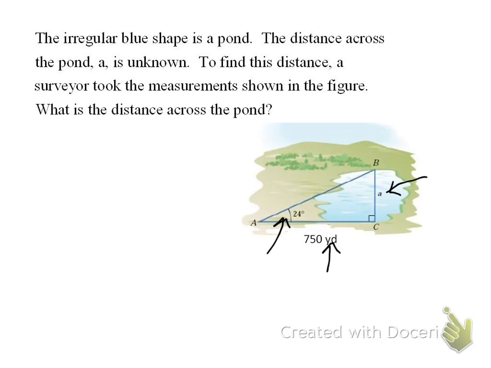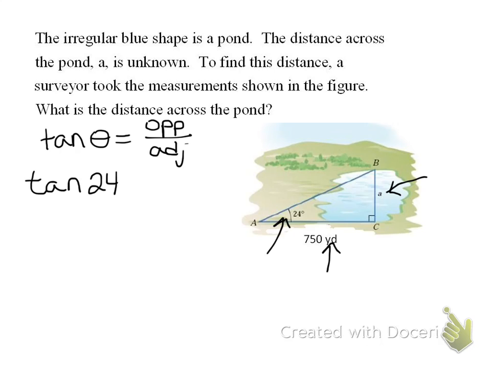Tangent. So we're going to use the relationship that tangent theta equals opposite over adjacent, and we're going to fill in what we know. Well, we know that theta is 24 degrees, so that means everybody needs to have their calculator in degree mode. So the tangent of 24 degrees equals, the opposite of that angle is my variable, and my adjacent value is 750 yards.